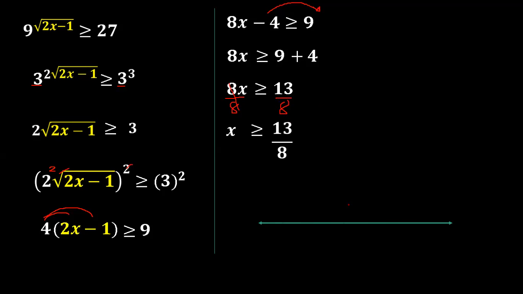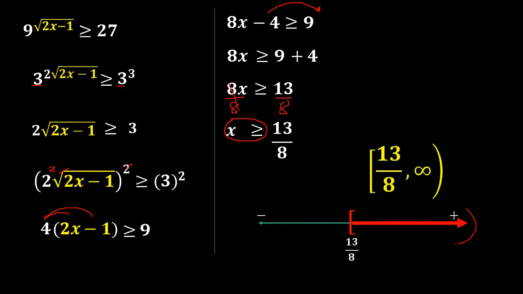Again, to find the solution set, negative numbers here, positive. Basically, 13 over 8 is found here. What does it mean when we say x is greater than or equal to 13 over 8? That is greater than or equal, so we will use a closed interval. When we say greater than, that is to positive infinity. So the final answer is 13 over 8 to positive infinity. Okay? And that would be all.